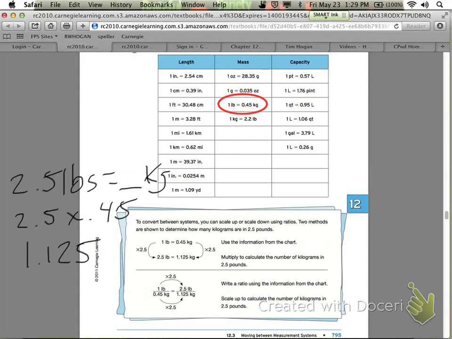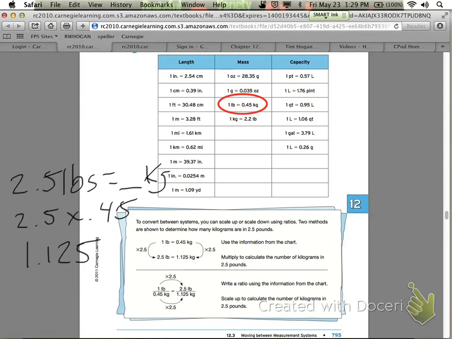So if you write out the problem like we're used to seeing, you have 2.5 pounds, and how many kilograms is that going to be? Is that large to small or small to large? We can see from the table that that is indeed large to small. So now we refer to step 2, how many kilograms are in 1 pound? 0.45. So we multiply 2.5 by 0.45 to get 1.125.